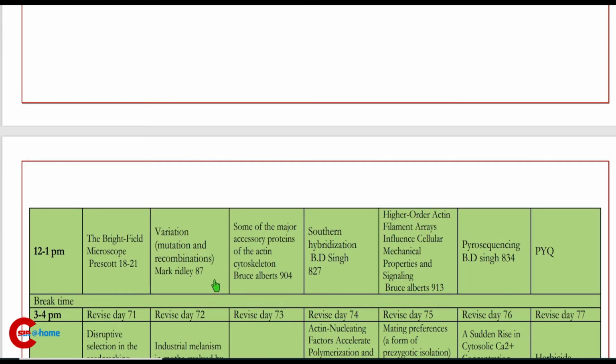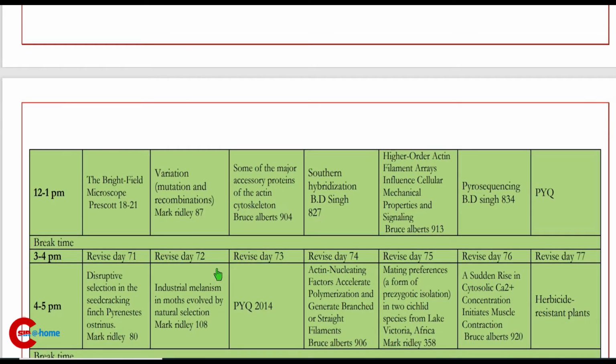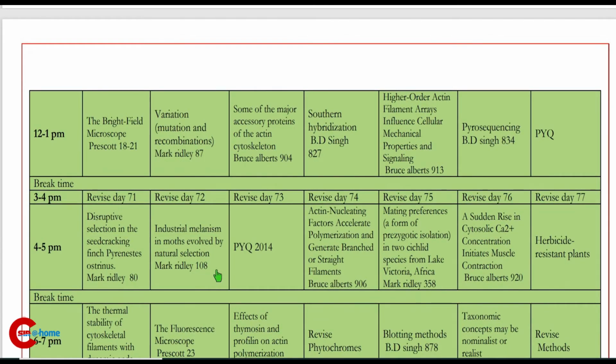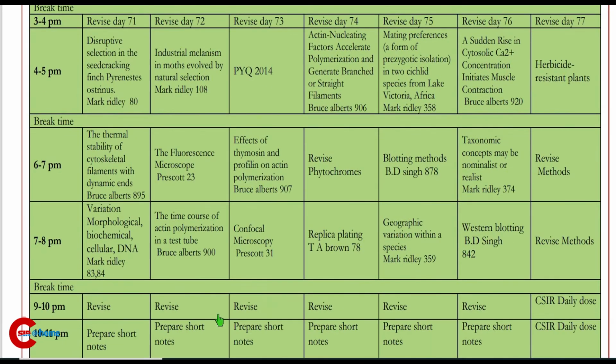Then 4 to 5 p.m., industrial melanism. Okay, industrial melanism in moth evolved by natural selection, evolution. Then 6 to 7 p.m., fluorescence microscope. 7 to 8 p.m., the time course of actin polymerization in a test tube, Bruce Alberts. Then 9 to 11 p.m., revise and prepare short notes.